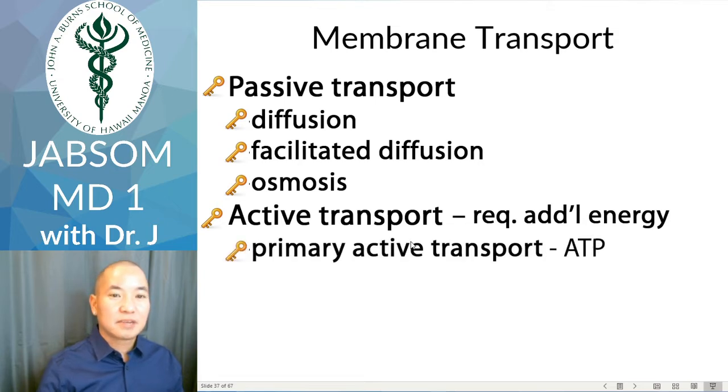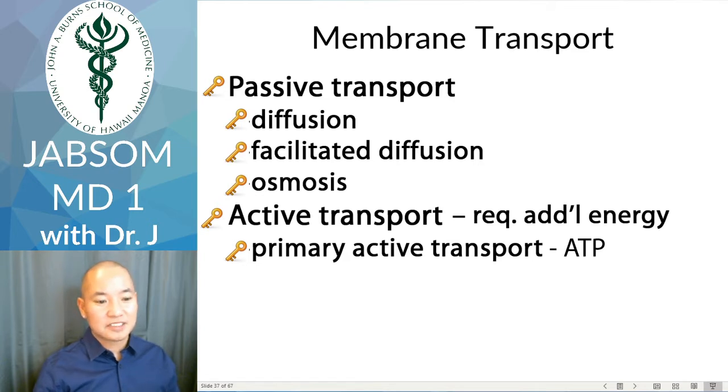So with primary active transport, the energy comes from ATP. You probably learned this in general biology or cell and molecular biology. Primary active transport, ATP is the driver. If it uses ATP, it's primary. Now, is that the only energy source? ATP is a major energy source in the body, but it's not the only energy source.